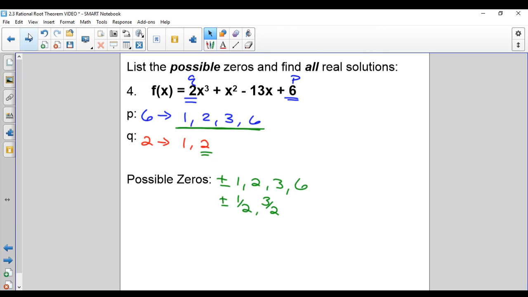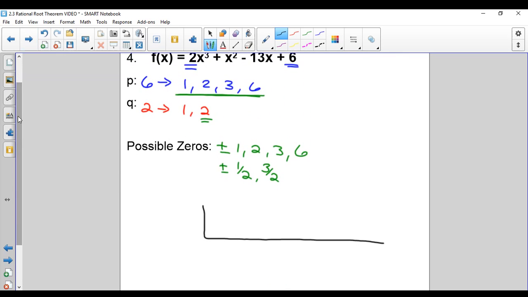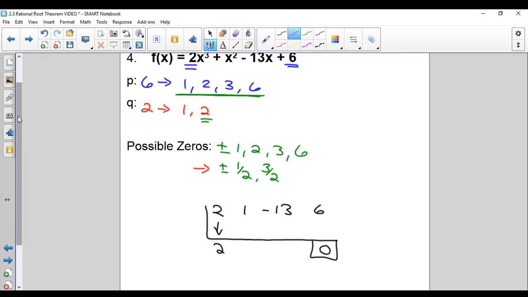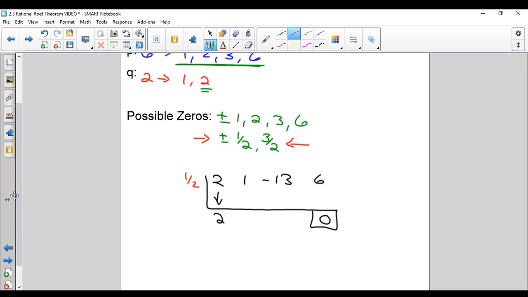Now, same process at this point. Personally, I like to start with the fractions. I only need to go through synthetic one time here because we're starting with a cube. All right. So we're going to get 0 at the end. Drop down the 2. Again, I like to start with the fractions. If I have fractions as possible answers, I'm guaranteed to have at least one fraction answer. So knock it out in the beginning. Do whatever you want though. I'm going to start with 1/2, a little bit easier to deal with.